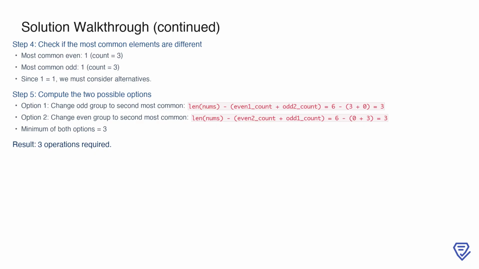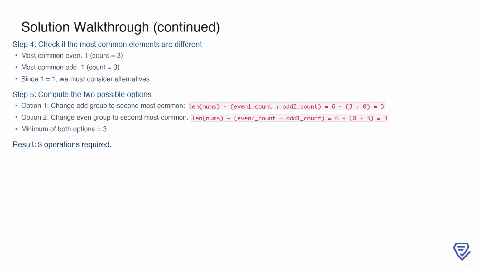Since the most common elements are not different, we need to consider alternative options. We compute two scenarios. The first option is to change the odd group to its second most common element. The formula is the total number of elements minus the sum of the most common count from the even group and the second most common count from the odd group. Substituting the values, we get 6 minus (3 plus 0) is equal to 3.